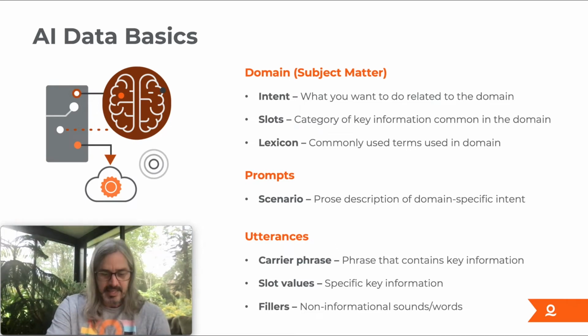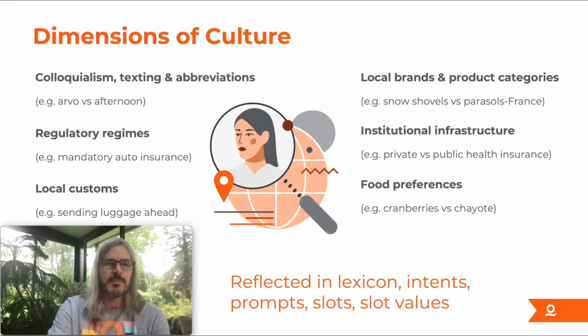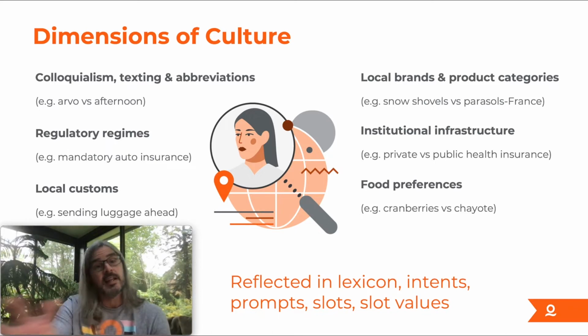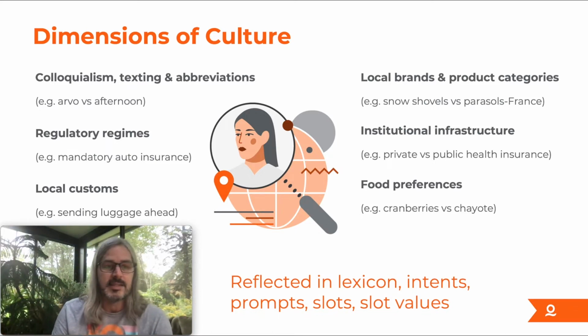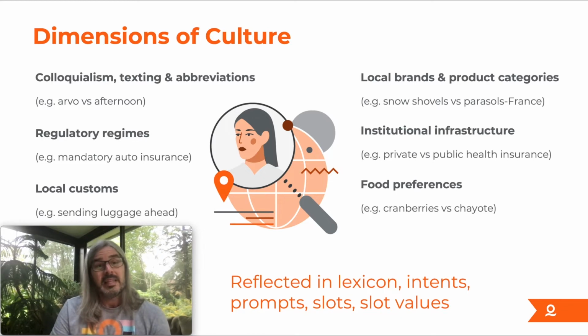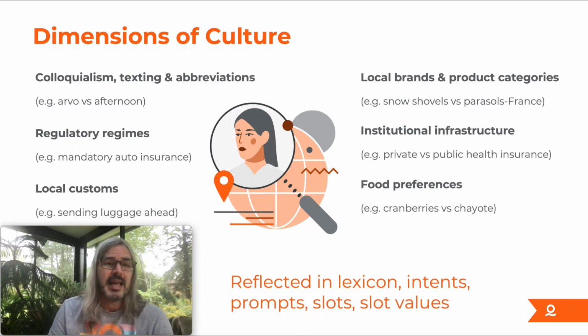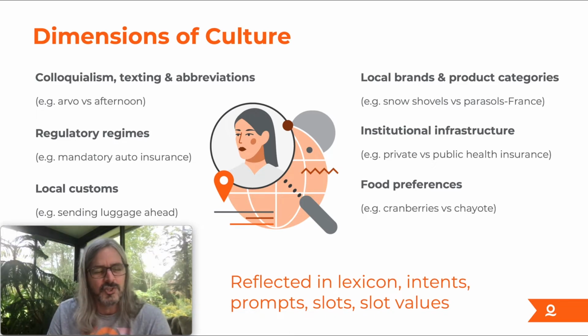So taking these basics of AI, let's move ahead and think a little bit further about some dimensions of culture, because ultimately we want to reflect these dimensions of culture in the data sets that we're building. Some of the key dimensions worth considering when you're building AI data sets are, first of all, colloquialisms, texting, and abbreviations. Here we're thinking about non-standard, non-academic language, just real language that people use on an everyday basis, including when they talk to their smartphones, computers, or assisted devices.